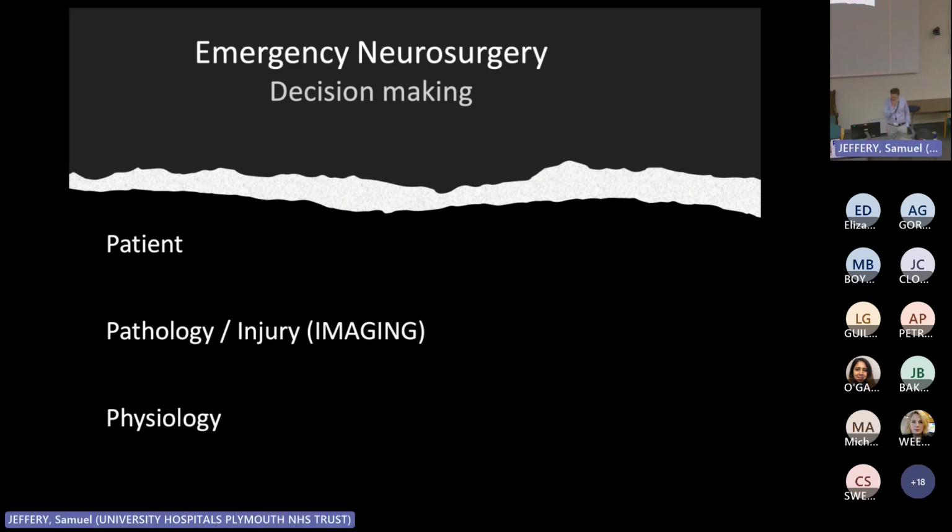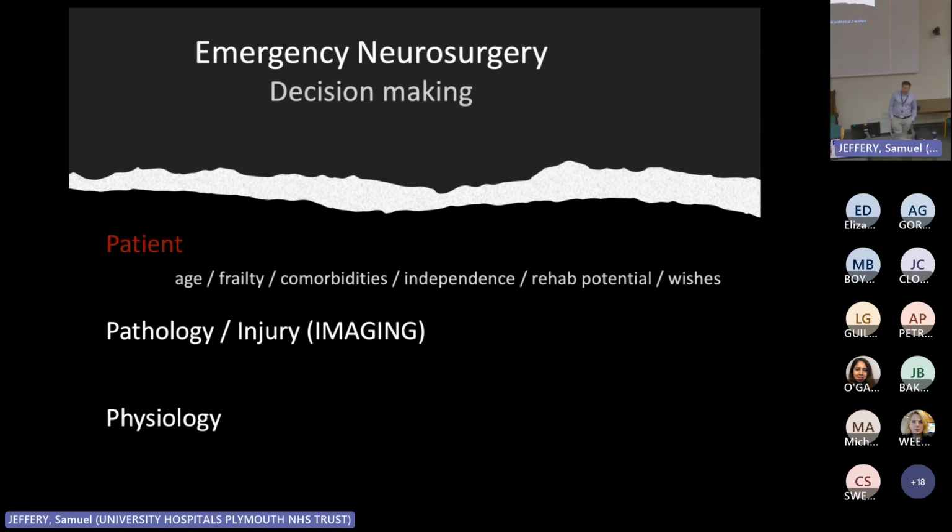So when I'm thinking about which patients to operate on, these are the three things I think about: the patient, the pathology, and the physiology. So the patient, first of all, what's their age, or probably more importantly, what's their frailty, because that probably has the biggest impact on likely outcome. Their comorbidities, what's their previous level of independence, and what's their rehab potential. Younger, fitter patients are more likely to have rehab potential and benefit from that, whereas the more elderly and frail are less likely.